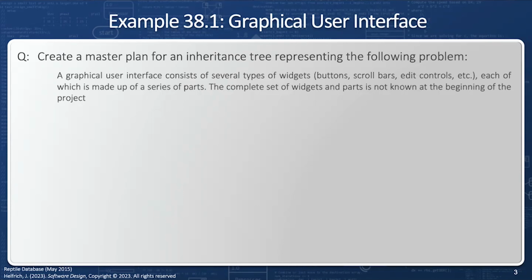Create a master plan for an inheritance tree representing the following problem. A graphical user interface consists of several types of widgets, buttons, scroll bars, edit controls, etc., each of which is made of several parts. The complete set of widgets and parts is not known at the beginning of the project.